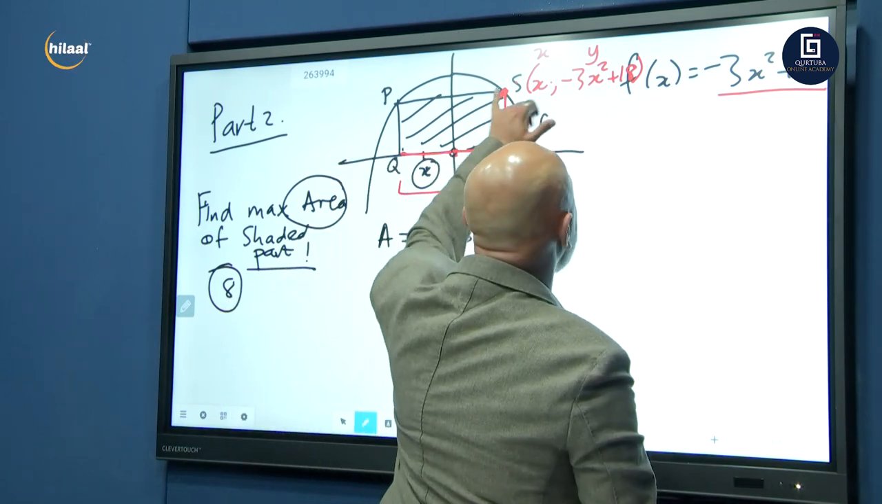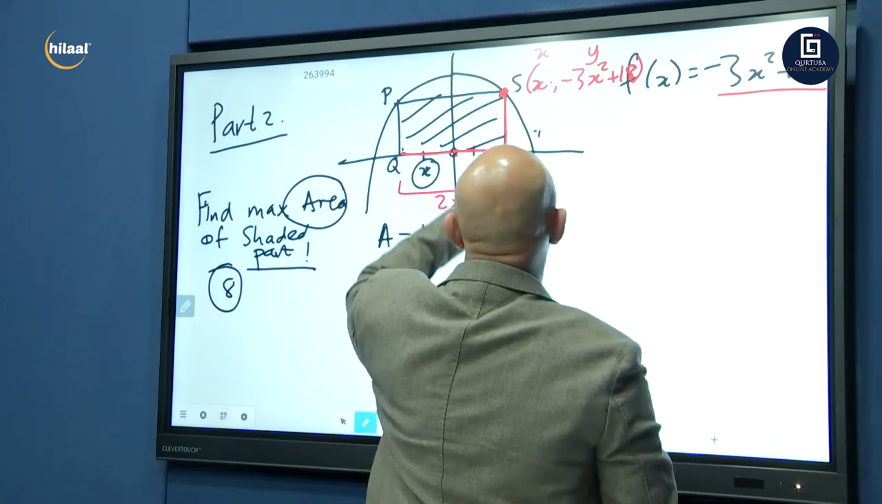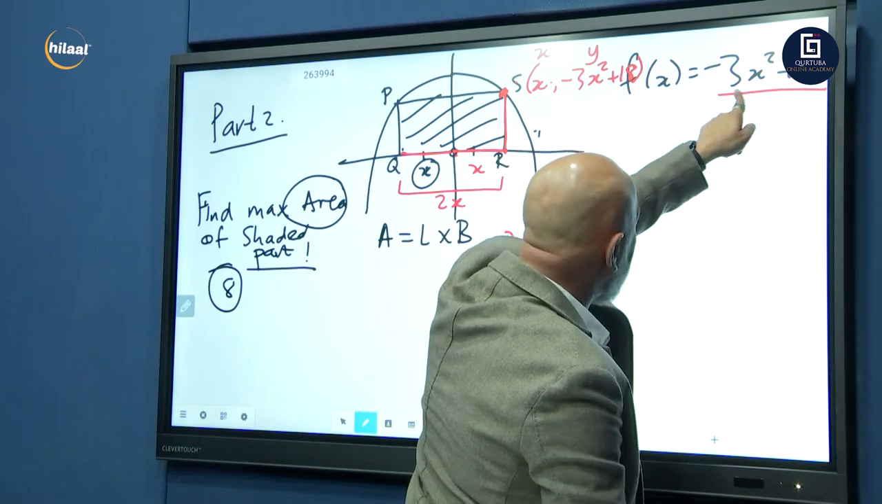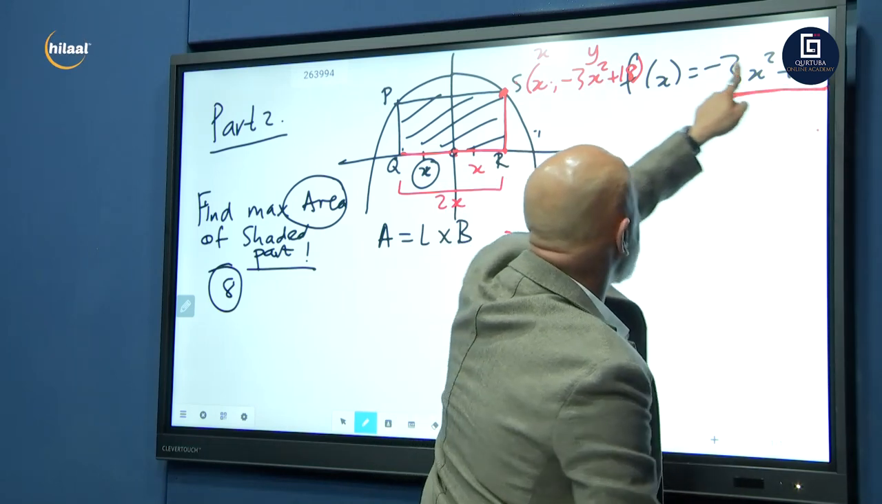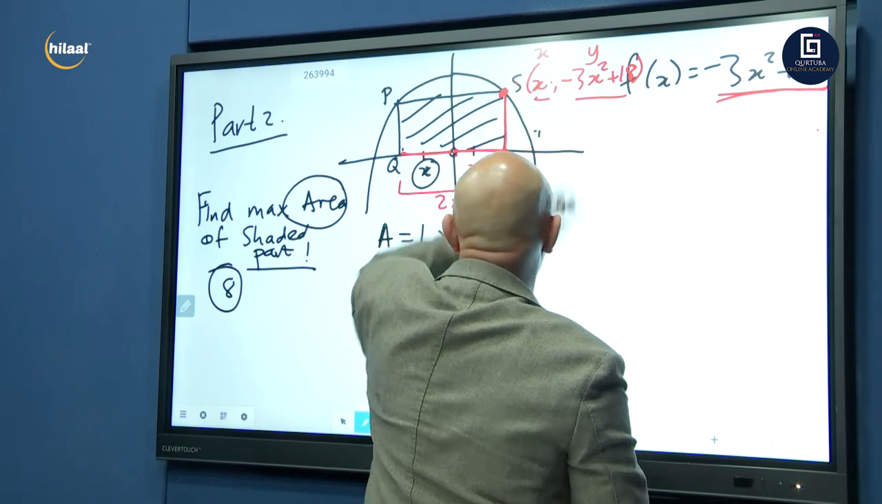If this x was 2, we'd put in 2 to get y. If this was 5, we put in 5. If this was 10, we put in 10. So if it's x, the actual equation of the function at that point is going to be this x value here. That's your y value.